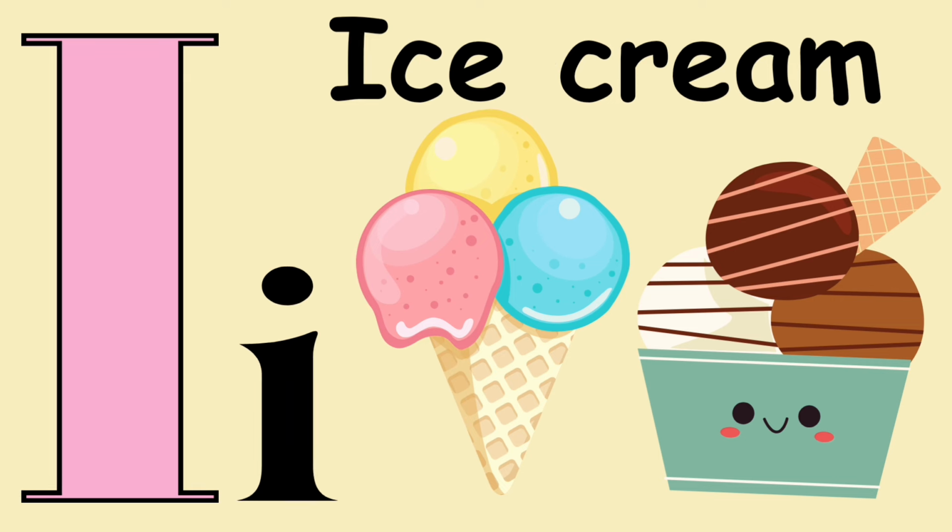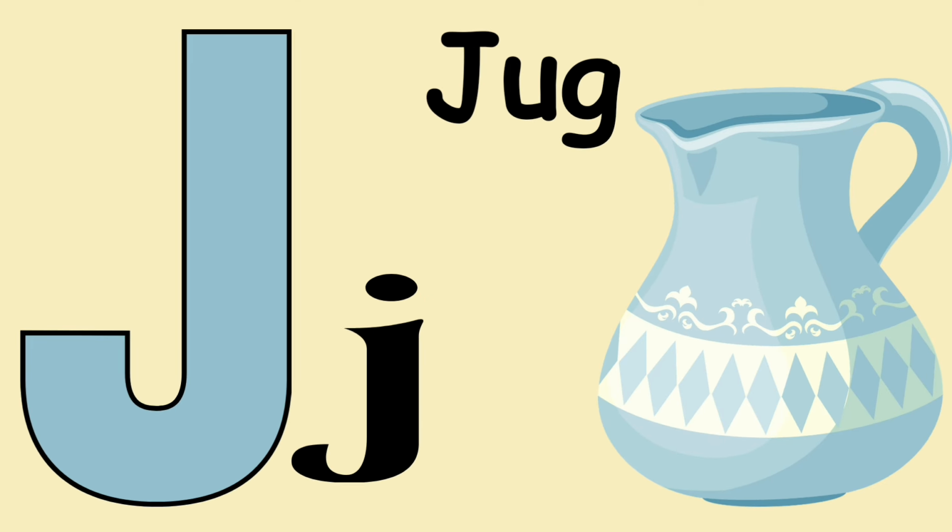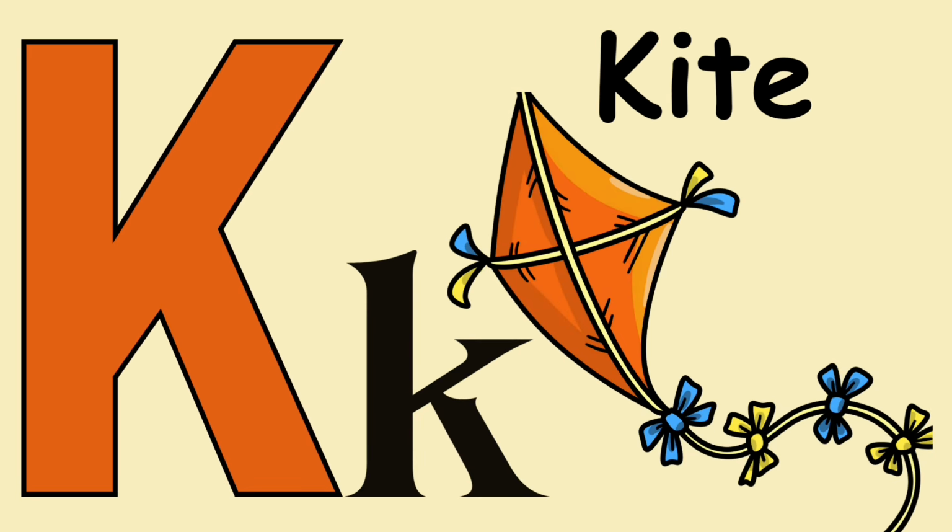horse. I for ice cream. I C E C R E A M, ice cream. J for jug. J U G, jug. K for kite. K I T E, kite.